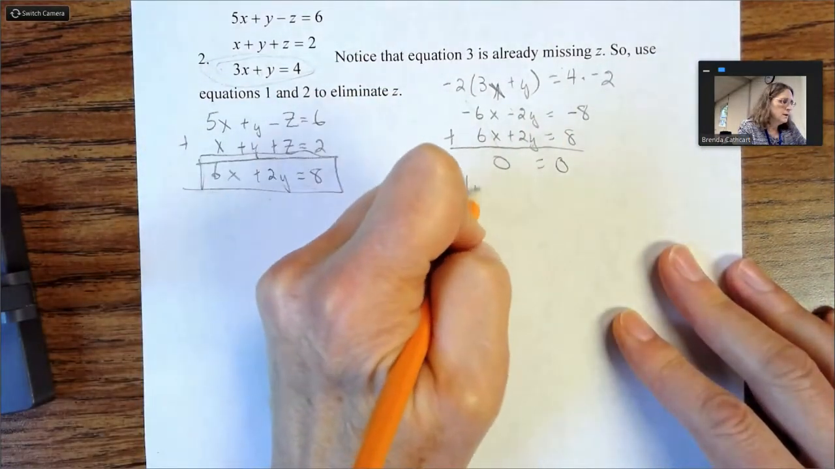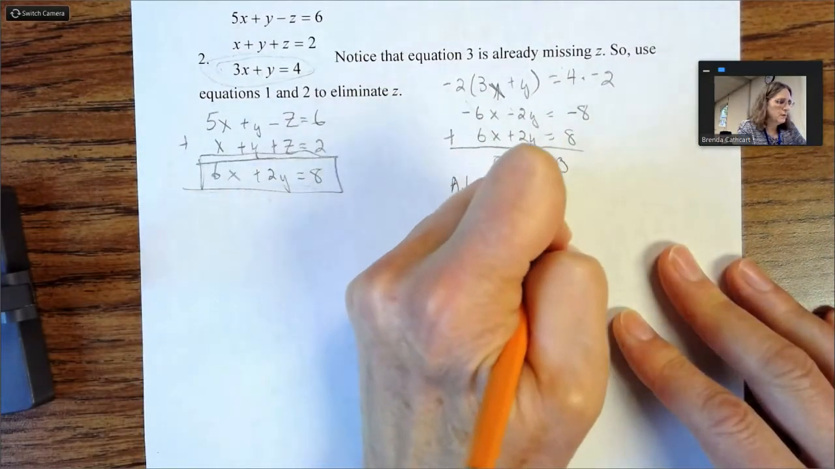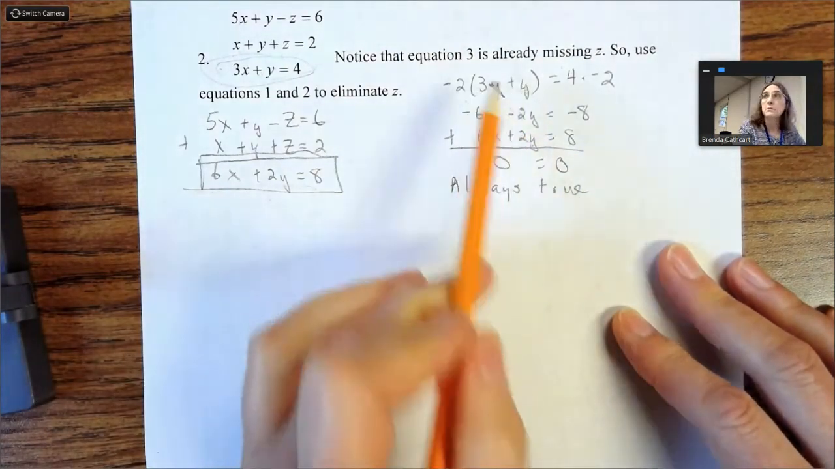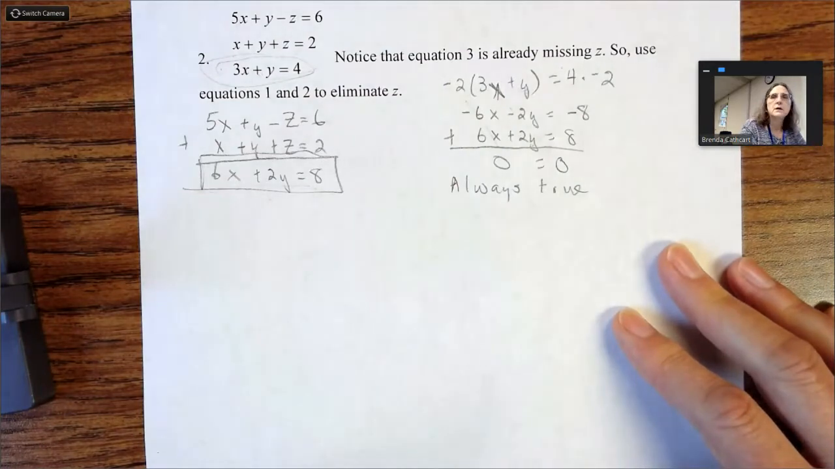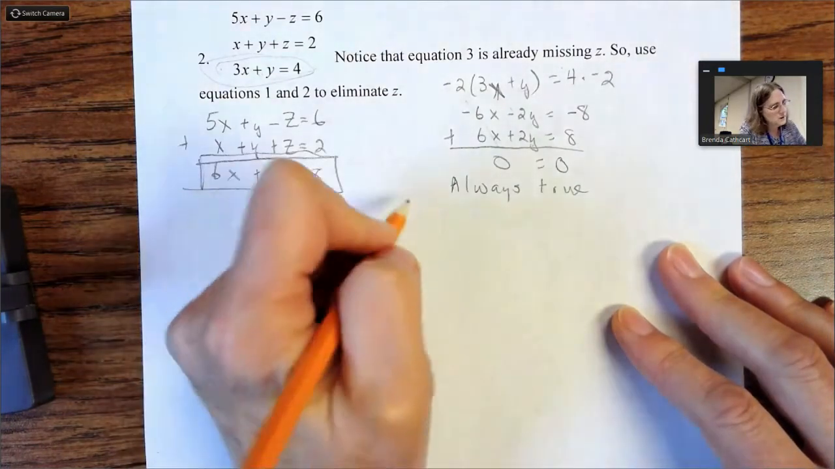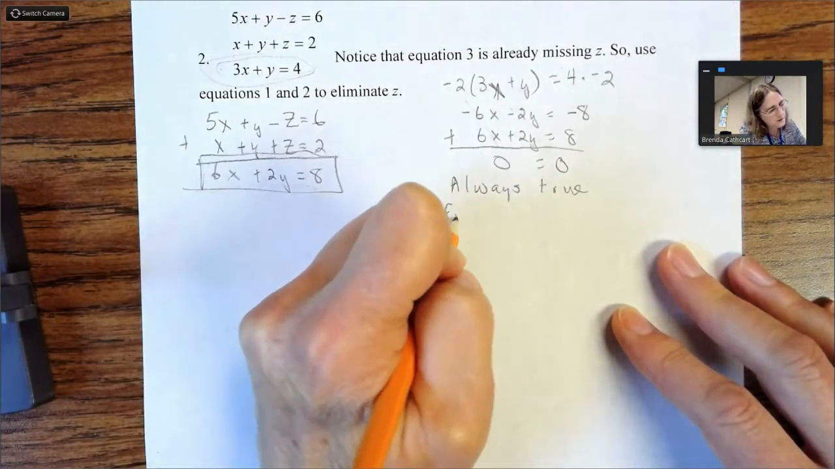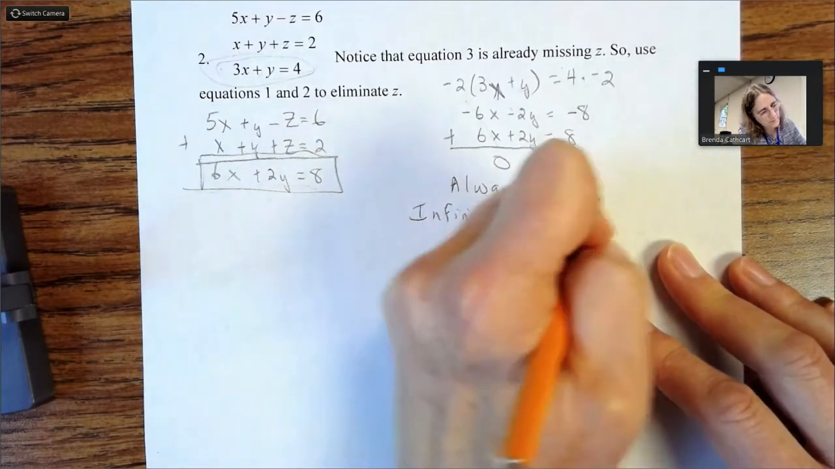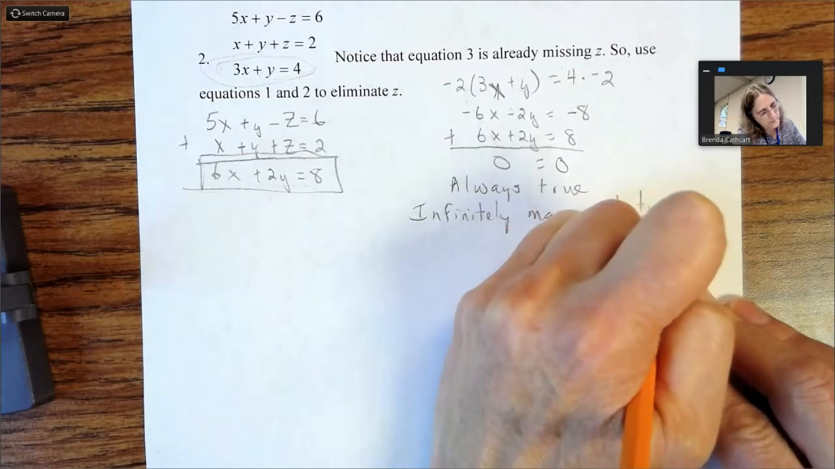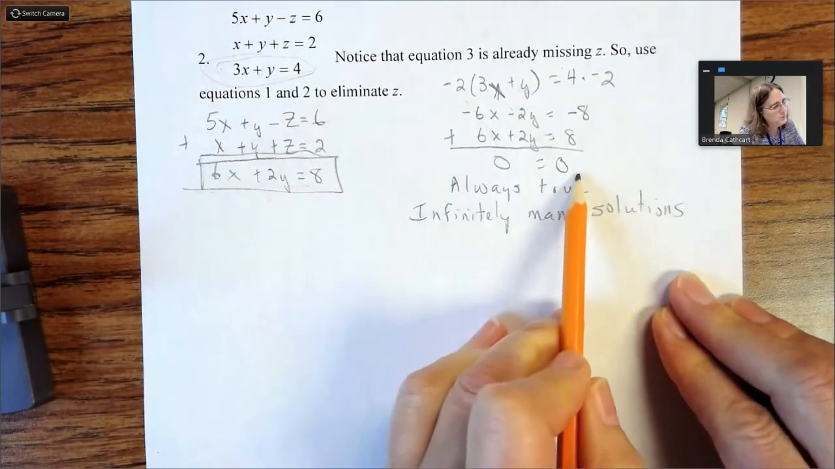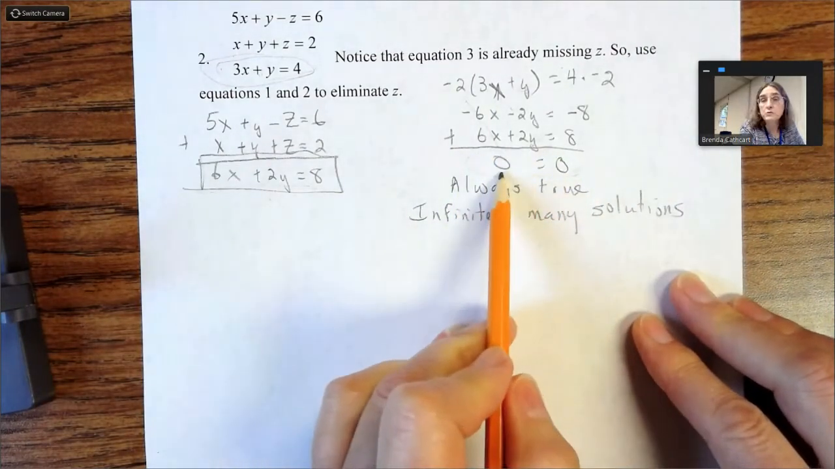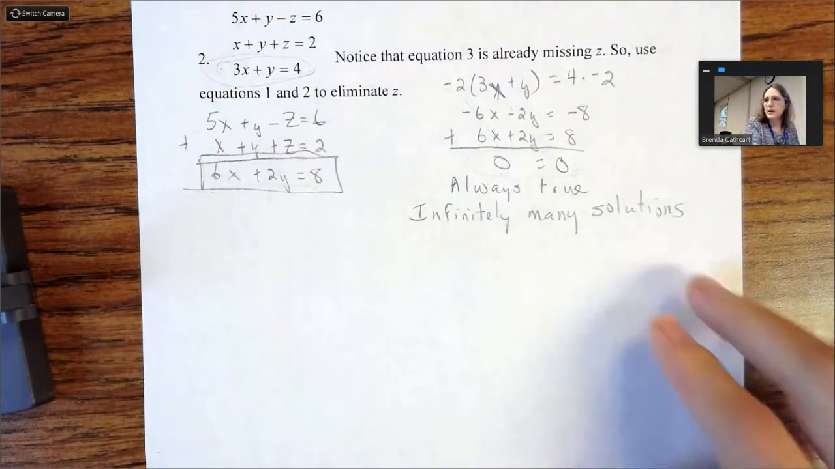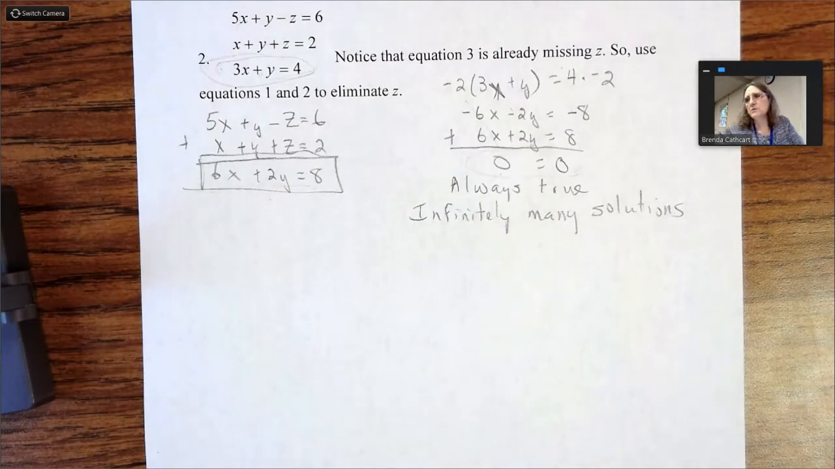This statement is always true. When we have a situation that is always true, that means x and y here can be anything at all, and it would make the statement true. So that means that we have infinitely many solutions. If we were to come up with any statement here which was false, like maybe 0 equals 10, for instance, in that case we would have no solution.